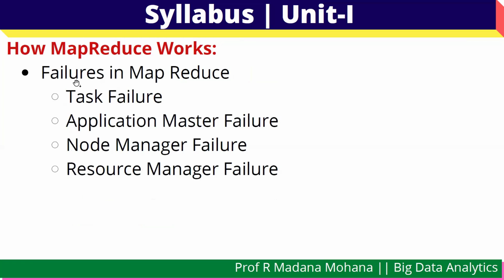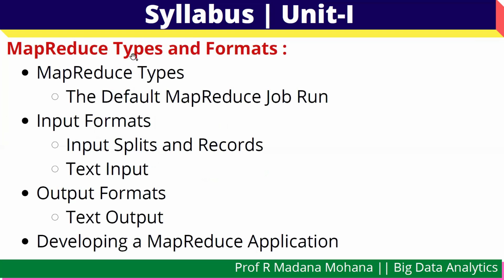Then, as part of the continuation of how MapReduce works, next, failures in MapReduce. Here the failures are divided into task failure, then application master failure, then node manager failure, then resource manager failure. Then MapReduce types and formats. Here first MapReduce types. We have the default MapReduce job run. Then we have input formats, consisting of input splits and records, then text input. Then output formats, consisting of text output. Finally, developing a MapReduce application.